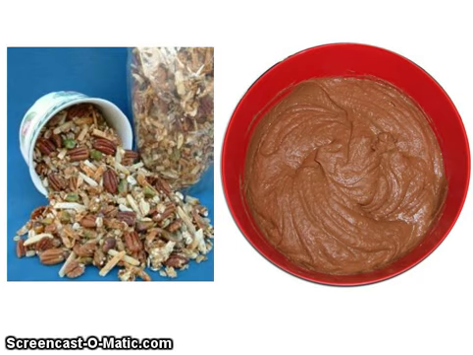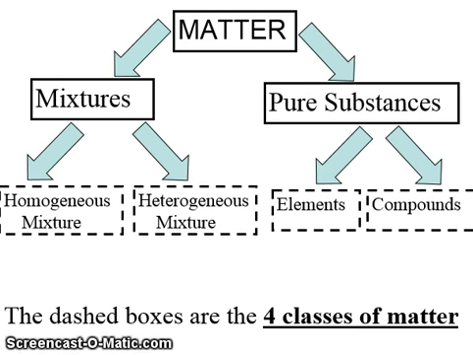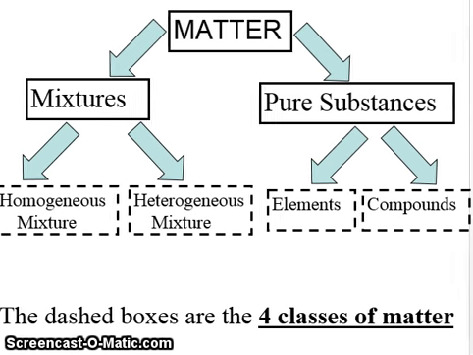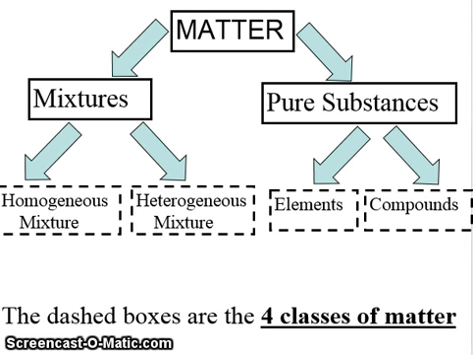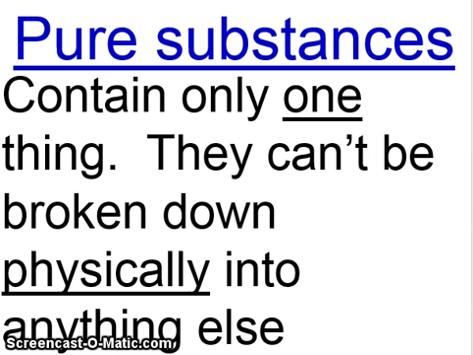Now, if we go back to that little diagram of our vocabulary, we have mixtures. On the other hand, we have substances. If we have a substance, then it has a chemical formula. So H2O would be a substance. So I'm going to go down to that. The technical definition, it only contains one thing. They can't be physically broken into anything else.